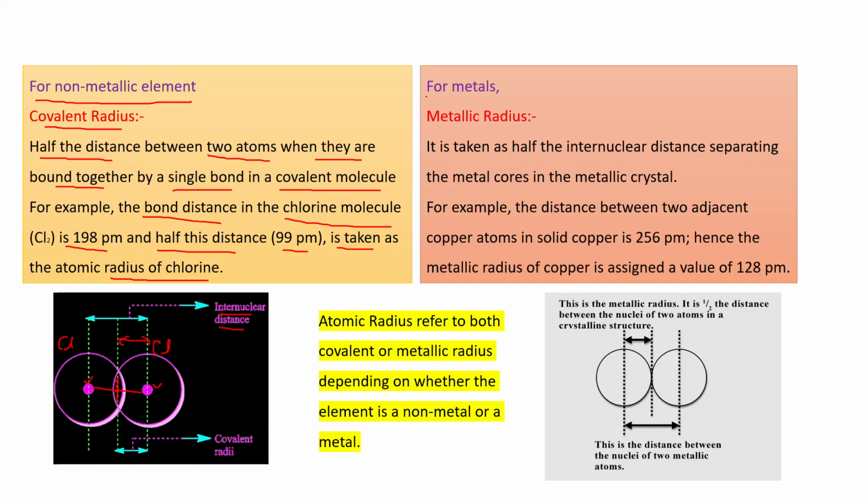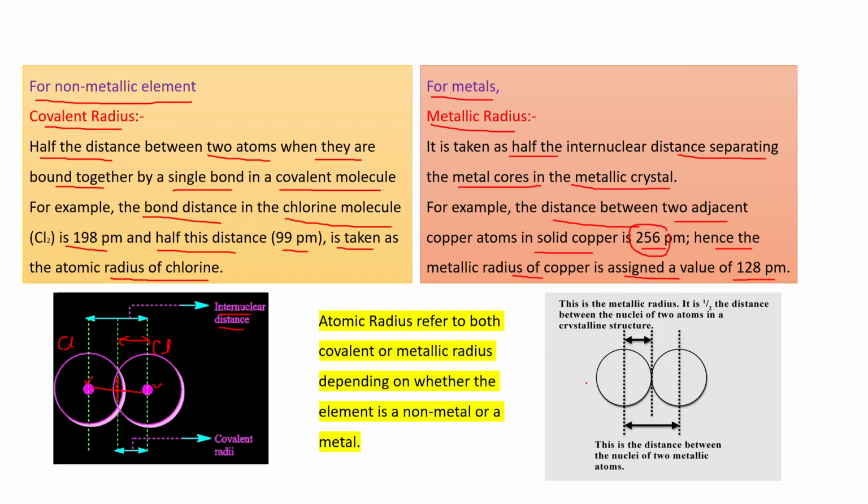For metals, we use the term metallic radius. It is taken as half the internuclear distance separating the metal cores in the metallic crystal. For example, the distance between two adjacent copper atoms in solid copper is 256 picometer, hence the metallic radius of copper is assigned a value of 128 picometer, which is half of this.